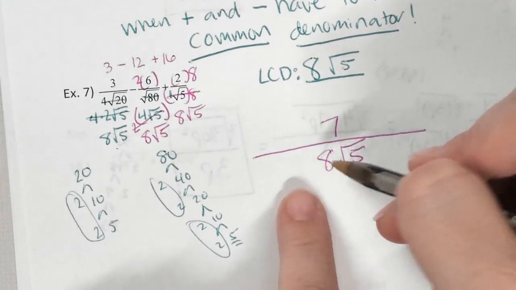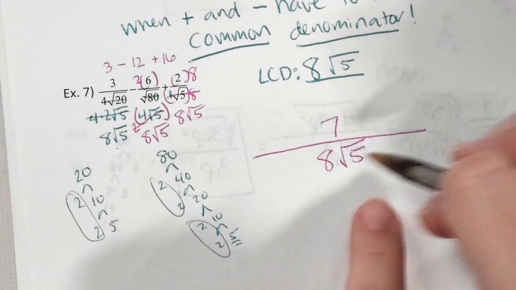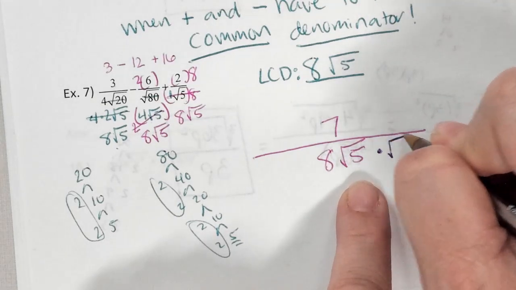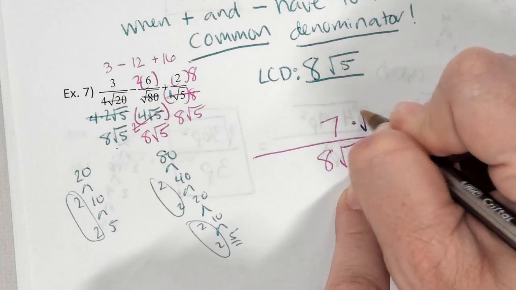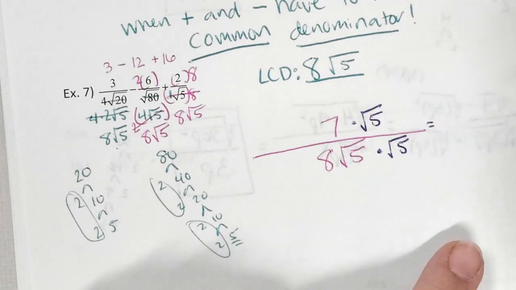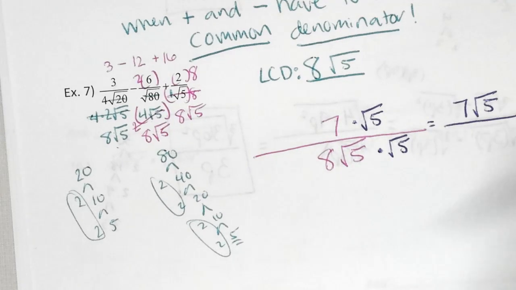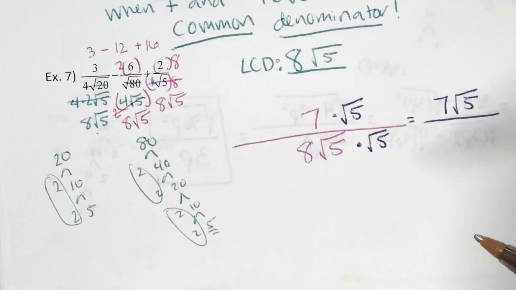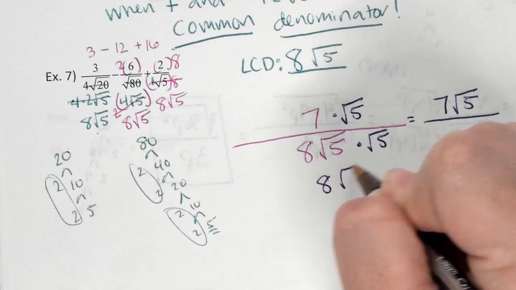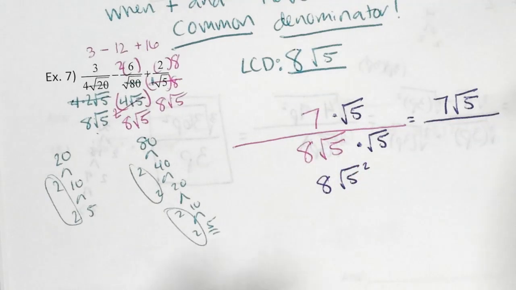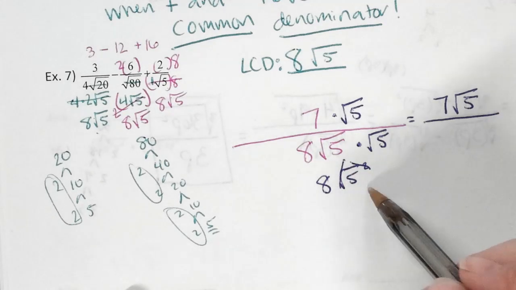Multiply by itself. Am I worried about the 8? No. So I'm just worried about the square root of 5, so I'm going to multiply bottom and top by the square root of 5. And I have 7 square root of 5 over, let's figure this out. Well, what's the square root of 5 times the square root of 5? Well, we could write it as 5 squared, or you could say 25. What's the square root of 25? Doesn't the square root cancel squared and give me 5? So is my denominator 85?